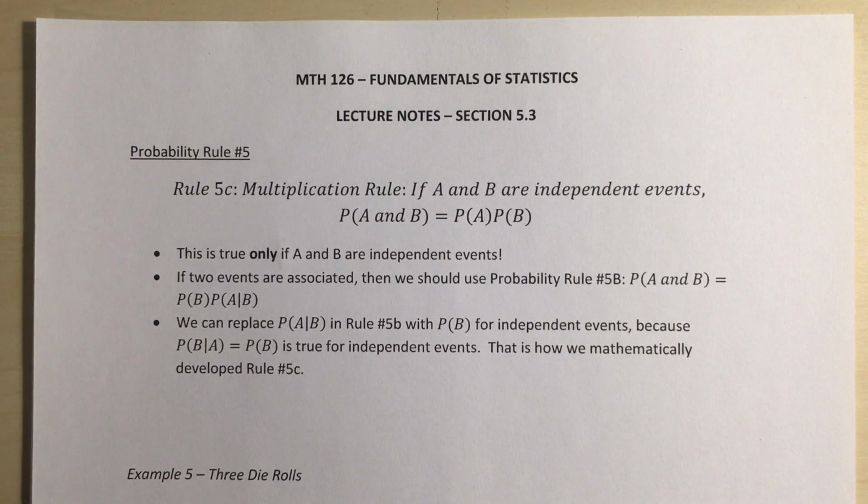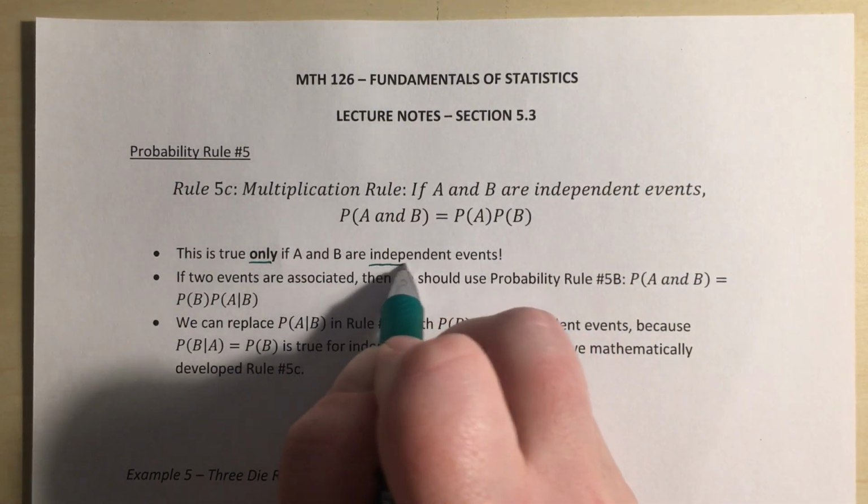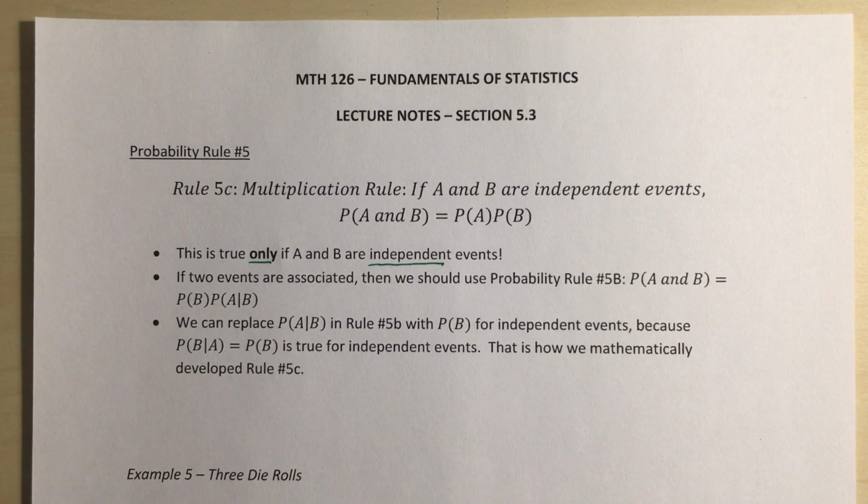All right, the last rule that we're going to look at in section 5.3 is our multiplication rule. Our multiplication rule says if A and B are independent events, then our probability of A and B is the probability of A times the probability of B. Again, this is only true if they are independent events, so we do need to make sure that we're watching out for that.